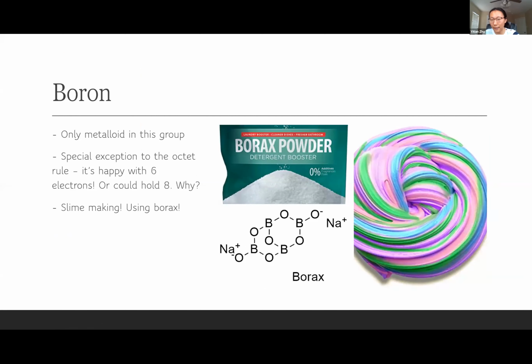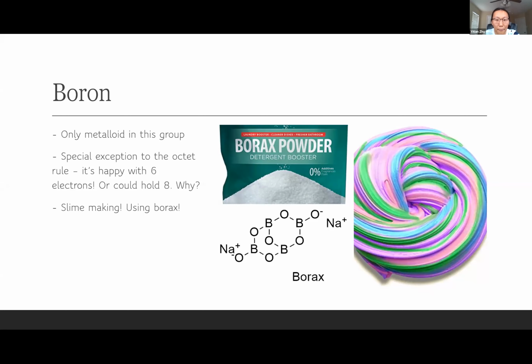And it's really special because remember how we talked about the octet rule and how usually atoms want 8 valence electrons? Well, boron is special because it's happy with 6. It's totally happy with 6, and sometimes it could hold 8. And so why is that? Well, it's because boron is so small. It's the first element that starts using its p orbitals. So it's really, really tiny. And that's why, if it has 6, well, it's full.